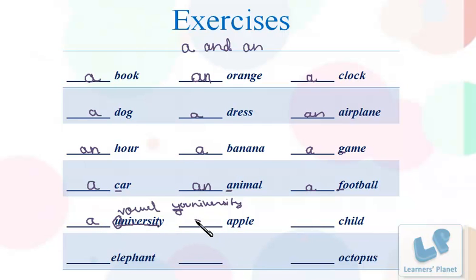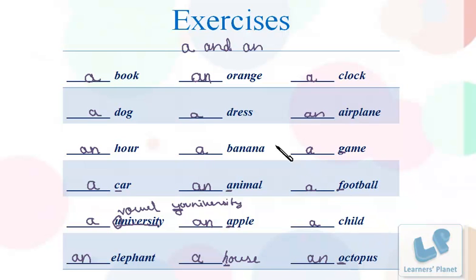Now this will be an apple, as it begins with a vowel. A child. It will be an elephant over here. This one is blank, so we'll write house. So it will be a house. It is a consonant. And the last one is octopus. It has a vowel over here, O. That's why we'll use an.